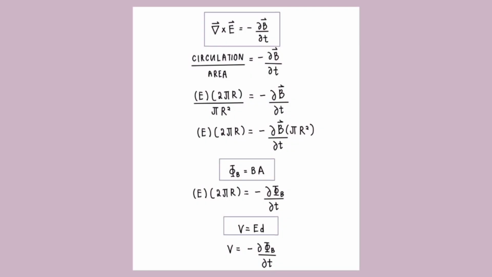So, this is the derivation of Faraday's law. Now, it looks rather simple. What does this law describe? This law describes that in a given amount of time, the change in magnetic field will produce voltage.